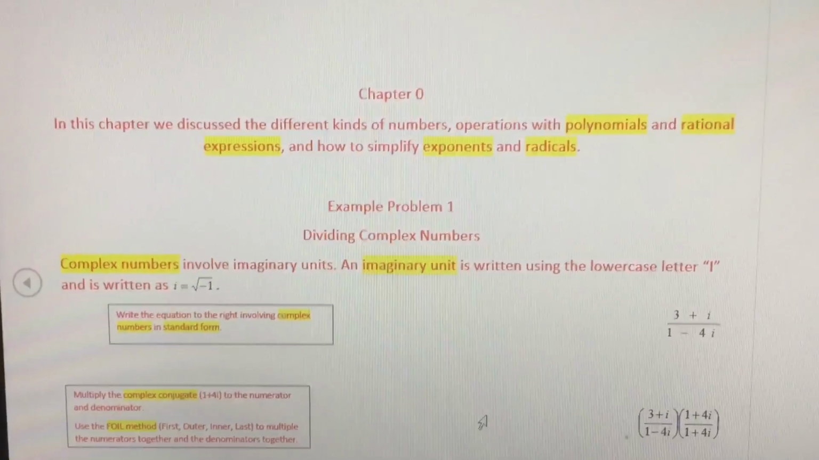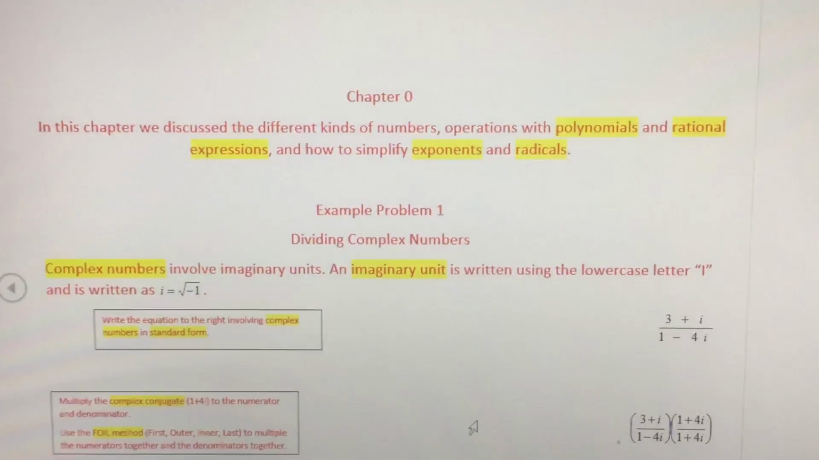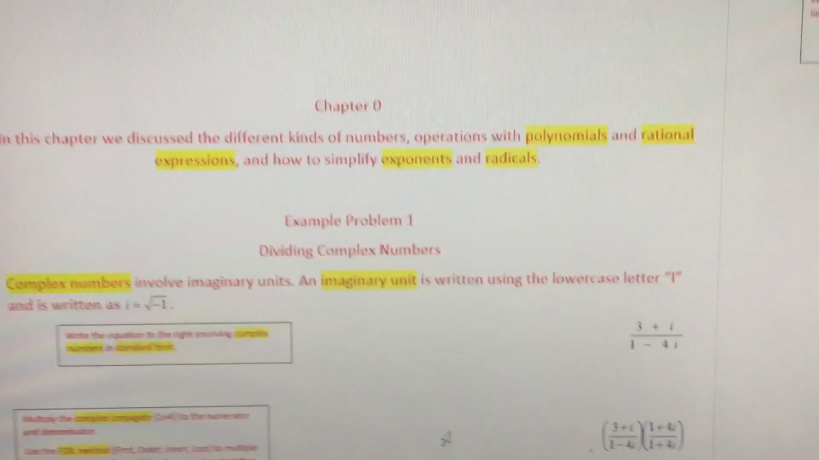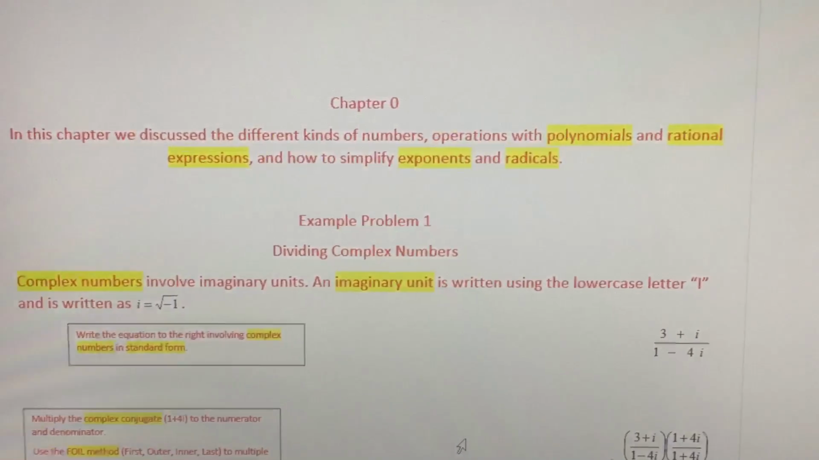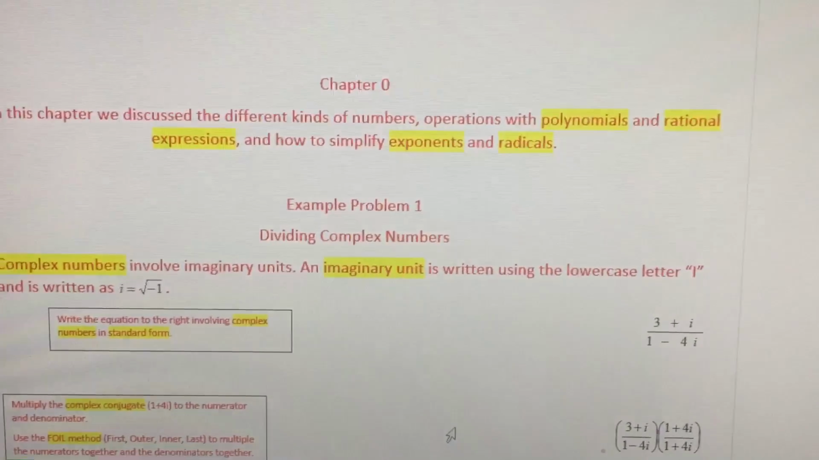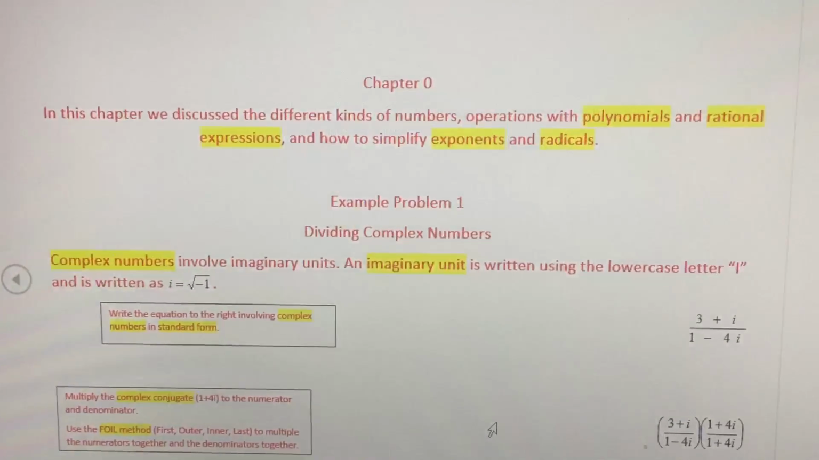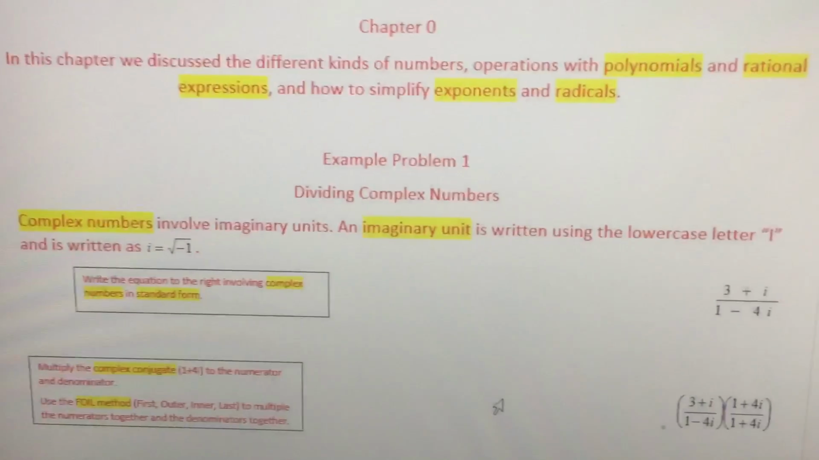Okay guys, so first we're starting out with chapter 0. In this chapter, we discuss the different kinds of numbers, operations with polynomials and rational expressions, and how to simplify exponents and radicals.